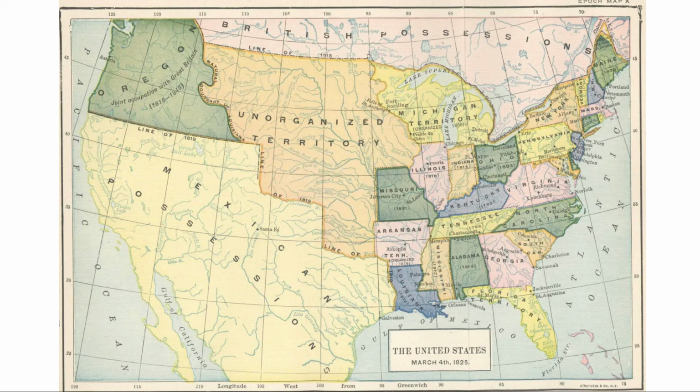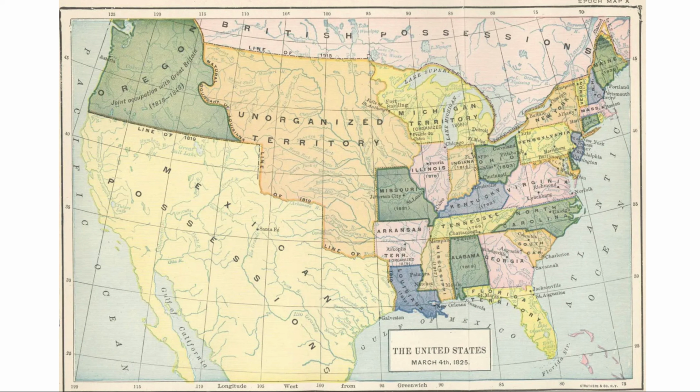Hello everyone. So today let's take a look at another interesting map which shows what the United States looked like on March 4th, 1825. So over 200 years ago. Okay, so let's take a look at the old map.